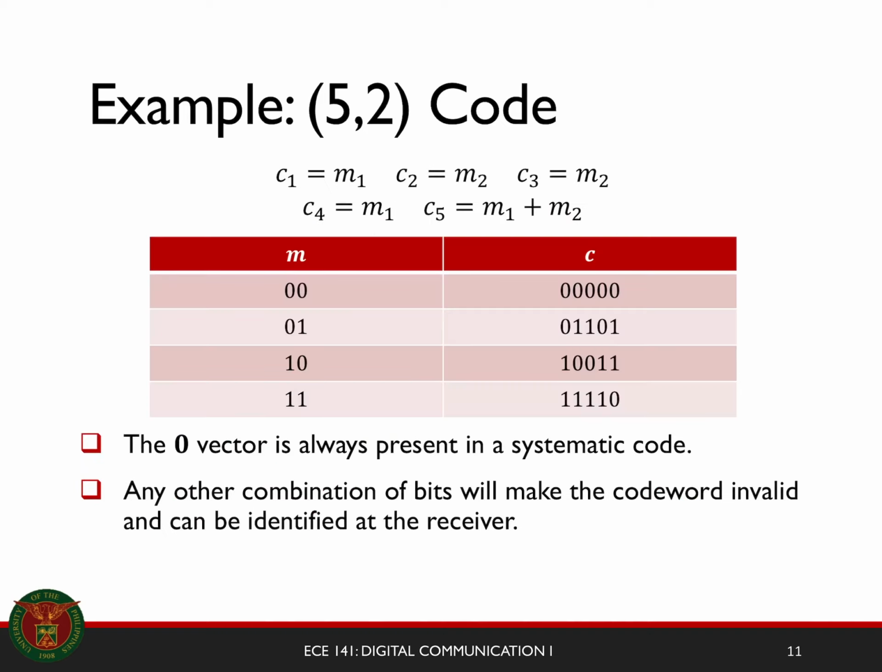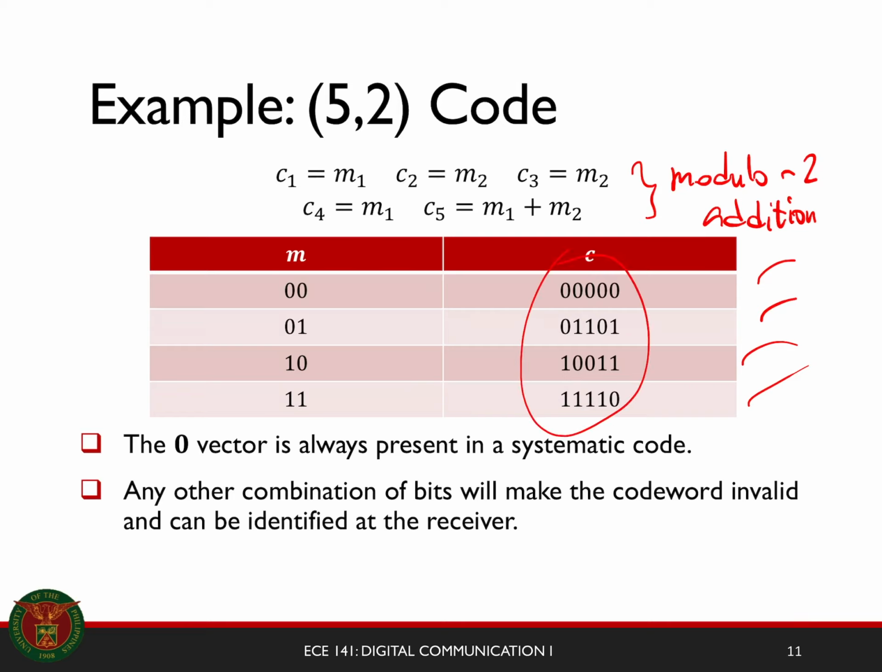By doing so, I recall that all of this is modulo 2 addition, or XOR addition, whatever you call it. So it results into this table right here. It results to this set of valid code words. So some notes: your zero vector is always present in a systematic code. So that is this vector. If you have your message that is all zero, it should always result into an all zero vector. Any other combination of bits will make the code word invalid.